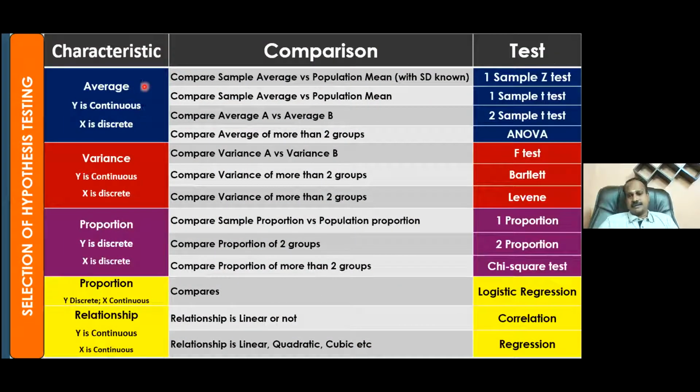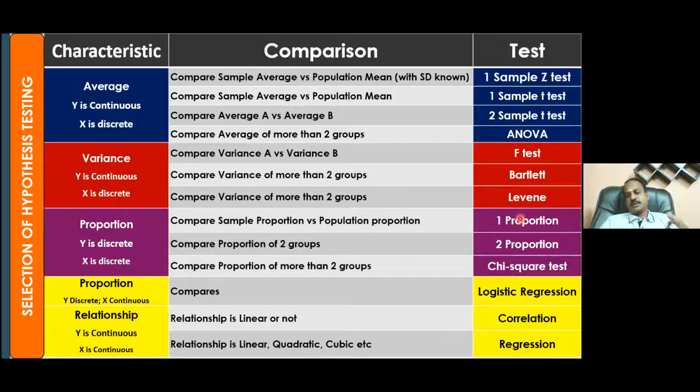For average, we used continuous data. When you compare a sample average with the population average, and the standard deviation is known, that is one sample Z test. You compare a sample average with the population mean, but the standard deviation is not known, it is one sample T test. Sample A compared with sample B, that is two sample T test. And when you have the same situation for more than two groups, that is ANOVA.